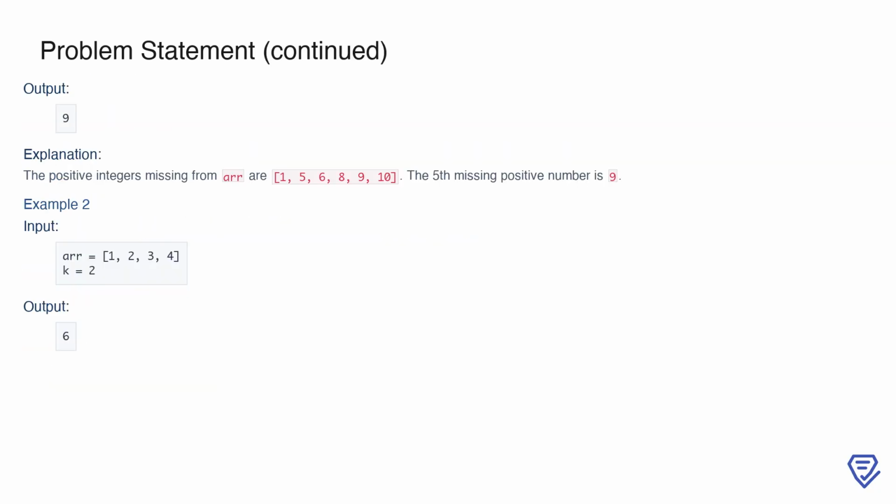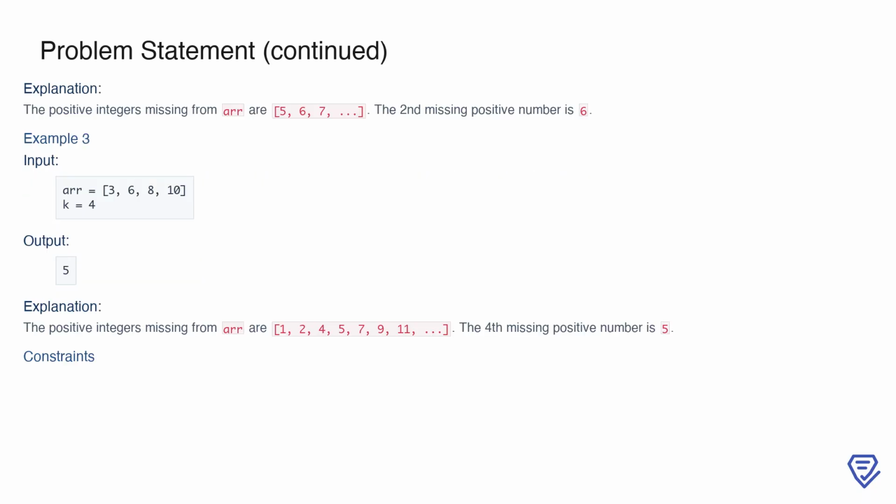Here's why: the integers that are missing from the array are 1, 5, 6, 8, 9, 10. These are the numbers that are skipped in the sequence of all positive integers starting from 1. The fifth missing number in this list is 9, so that is our answer. Now, consider a second example where arr is 1, 2, 3, 4, and k is 2. In this case, the missing numbers are 5, 6, 7, and the second missing positive integer is 6. By identifying the gaps, we can find the result.